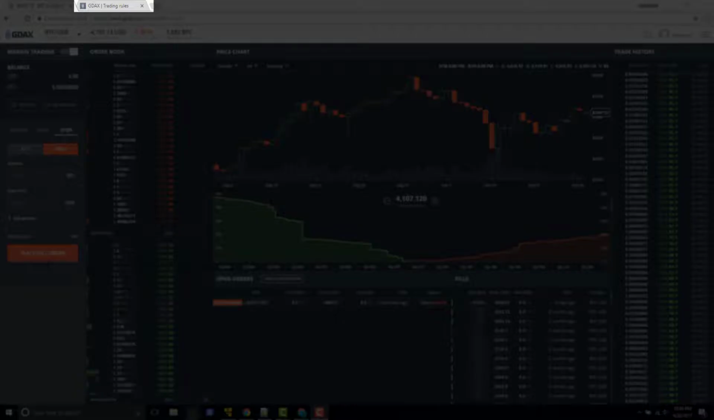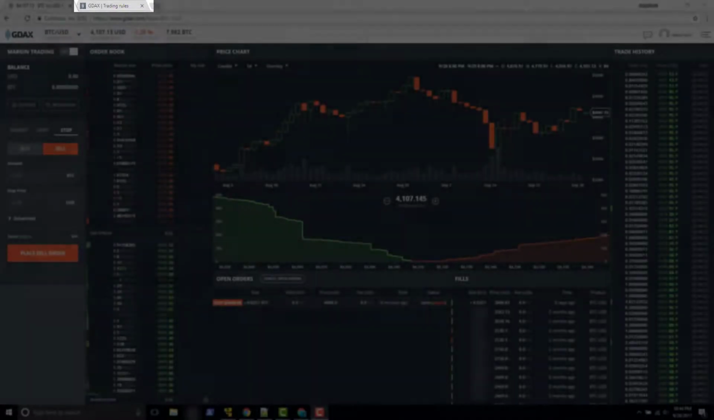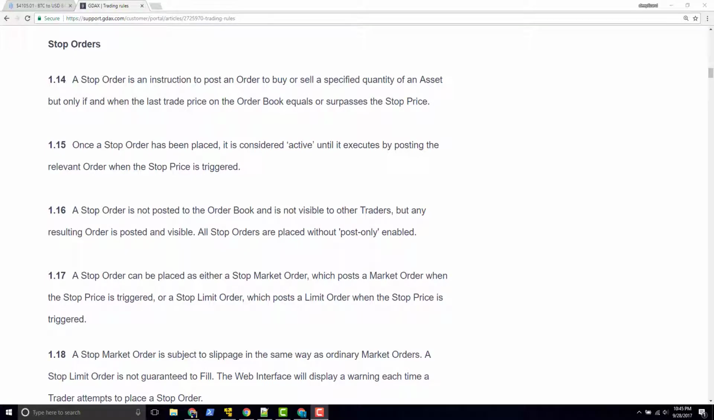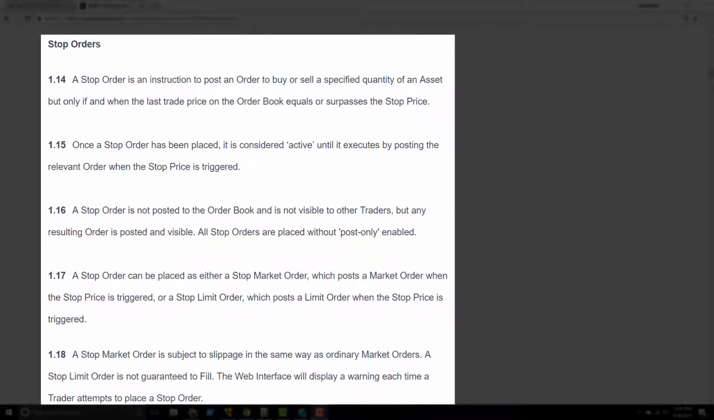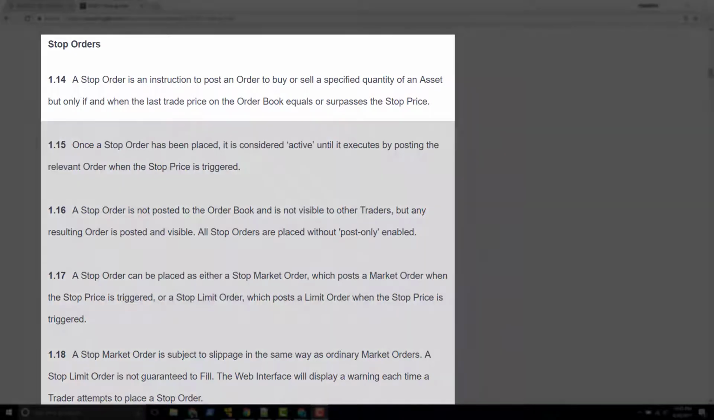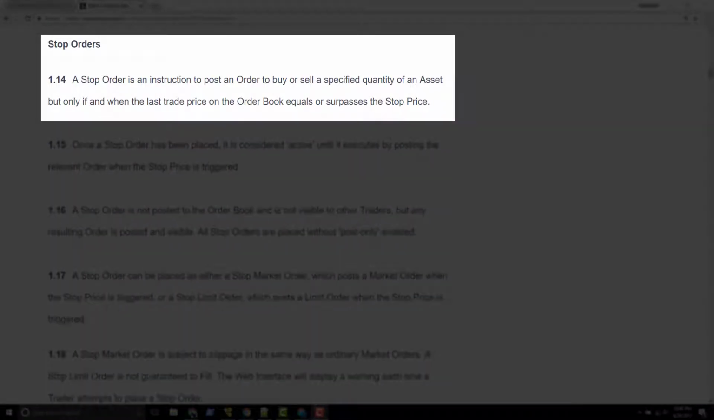We're going to flip to this tab that I already have open, GDAX Trading Rules, and we're going to take a look. I'm here at GDAX.com at the Trading Rules webpage, and I've scrolled down to the stop order section. We're going to have a look at section 1.14 to answer this question. A stop order is an instruction to post an order to buy or sell a specified quantity of an asset, but only if and when the last trade price on the order book equals or surpasses the stop price. And now we have our answer. The last trade price, just here, last price. They also say only if and when the last trade price equals or surpasses the stop price.